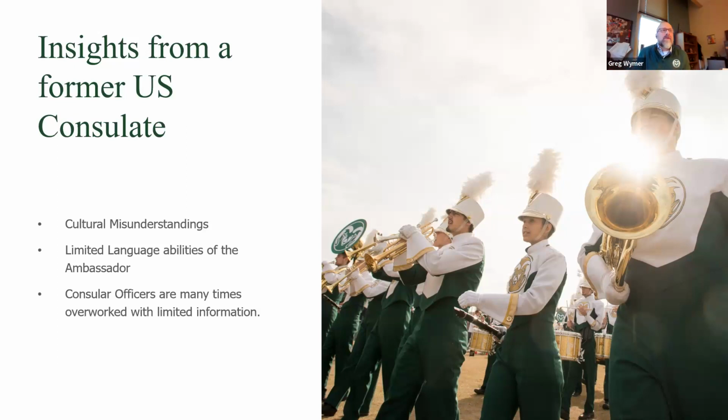And then consular officers are many times overworked with limited information. Most interviews will last no longer, like I mentioned, than 3 minutes. Consular officers need to get through 20 interviews per hour. So that's every 3 minutes. They're zipping through these interviews. So you can anticipate that it's going to be an extremely quick process.